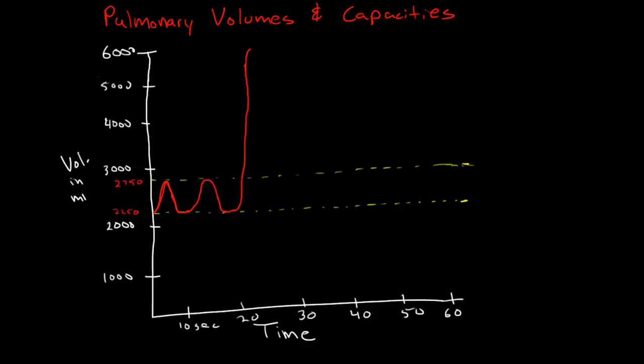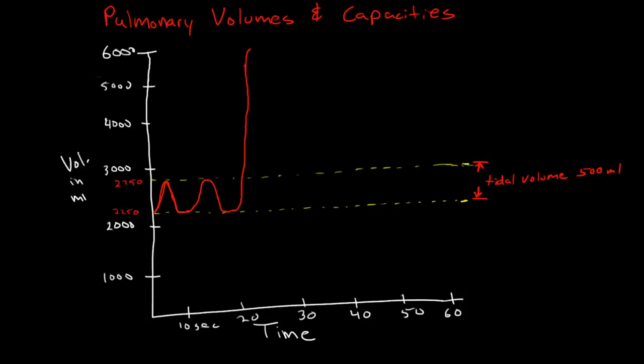So this volume that we've been breathing in while we are tidal breathing is called the tidal volume, and it's usually around 500 mLs. The tidal volume is between 2750 and 2250.